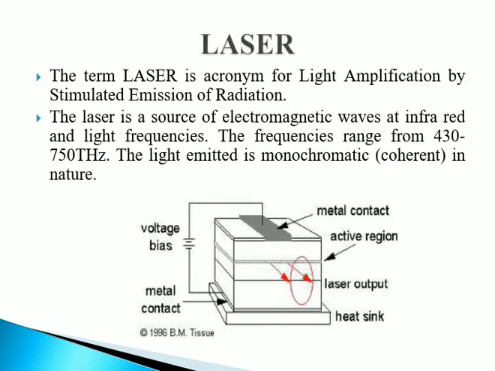The next is laser. Laser stands for light amplification by stimulated emission of radiation. This laser is a source of electromagnetic waves at infrared and light frequencies. Typically, their frequency ranges from 430 to 750 terahertz. Whatever light is emitted from this laser is monochromatic, that is, coherent. So how does the basic operation work?